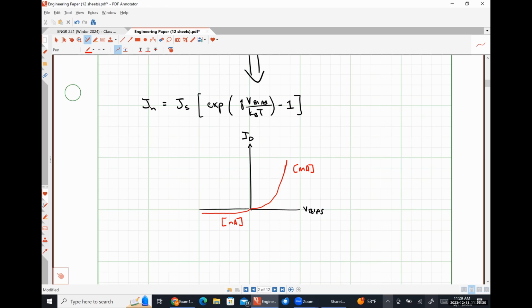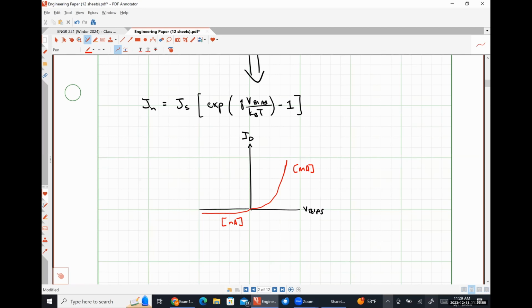Everything that we did here was with an N-type semiconductor material, right? Is it possible to get a rectifying junction with a P-type semiconductor material? Yeah, why not? It only depends on what our work function difference is, right?